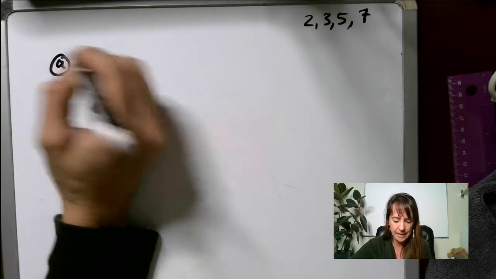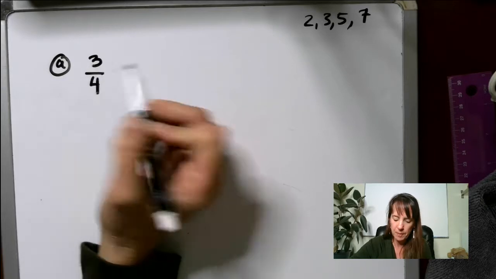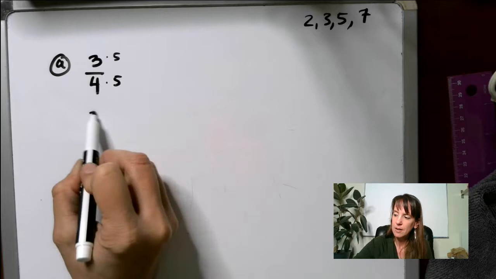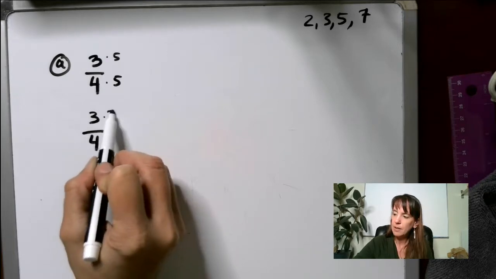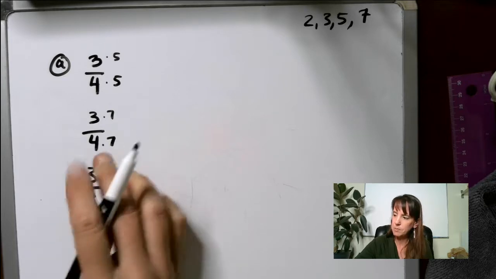All right, so for A, it says form 3 equivalent fractions for 3/4 by multiplying by 5 over 5, 7 over 7, and 3 over 3.